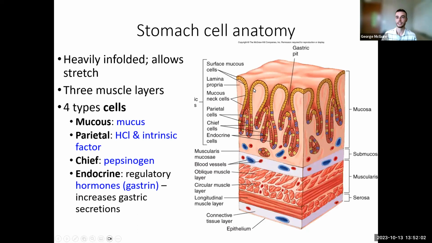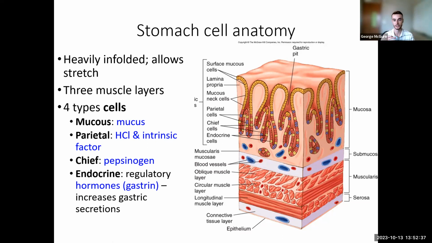So here's a look at the anatomy of our stomach tissue. We have multiple cell types making up our stomach tissue. We have our mucus cells, whose whole job is to secrete mucus as protection against our gastric juices. We have parietal cells, whose job is to release hydrochloric acid and intrinsic factor. We have chief cells, which release pepsinogen, and that pepsinogen will become pepsin, which is an active enzyme. And then we have our endocrine cells, which are there to release regulatory hormones, right?